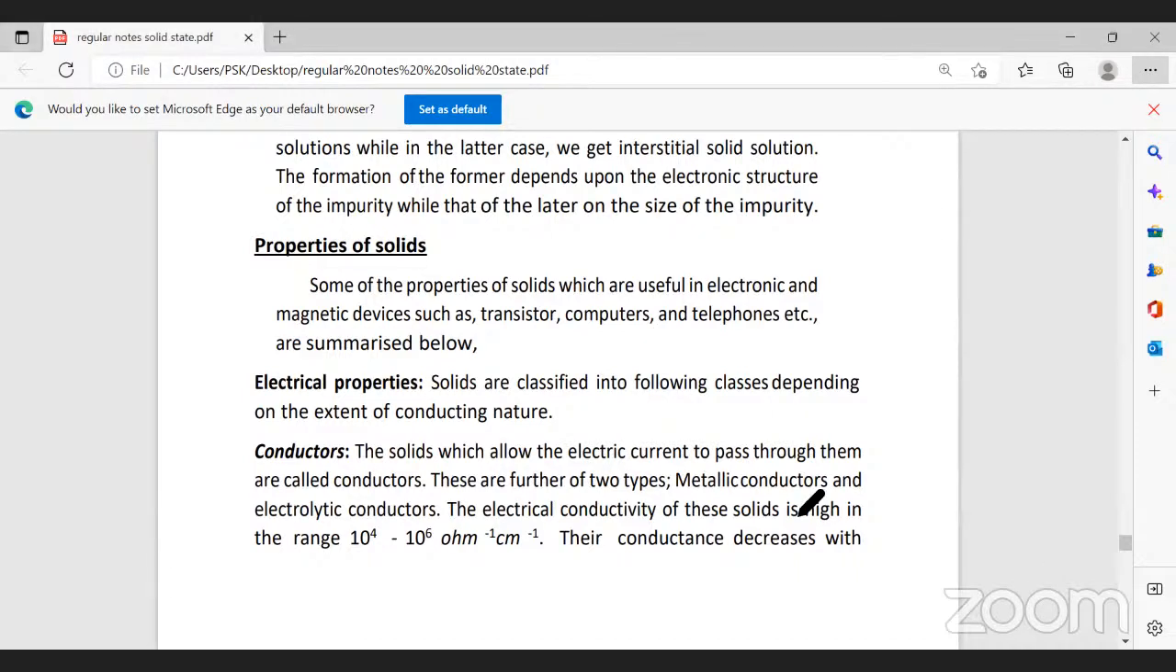Okay, we'll continue with the topic. And today, possibly, we'll finish up with this chapter, solids. We have to learn a lot of MCQs. Before that, the last part of the theory, we will finish up properties of solids.